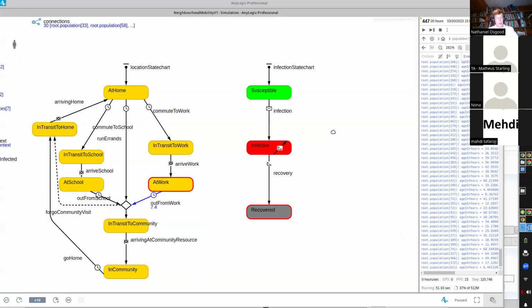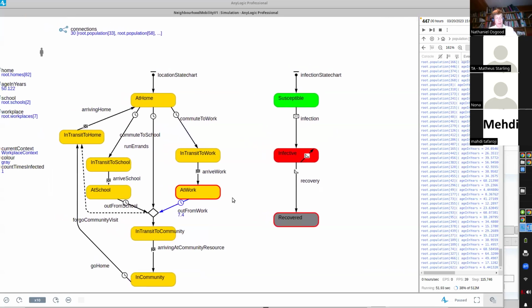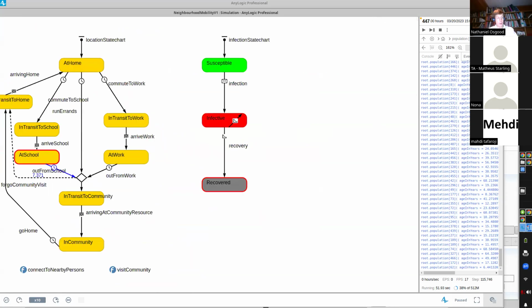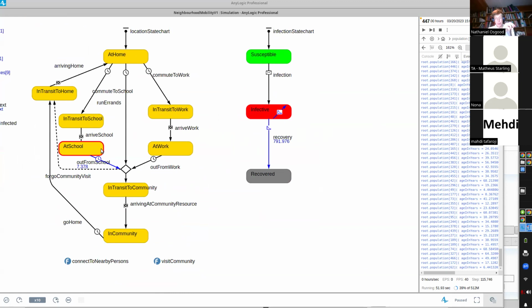Here's person 1. They're in a different situation. They're at work right now and they're recovered as well. Okay. Here's person 2, person 3. Here's person 3. They're currently infected. Oh my goodness. They're at school. Okay. Better alert the public health authorities here. They're at school right now. And goodness, they have a recovery time of nearly 800 days left till they recover.